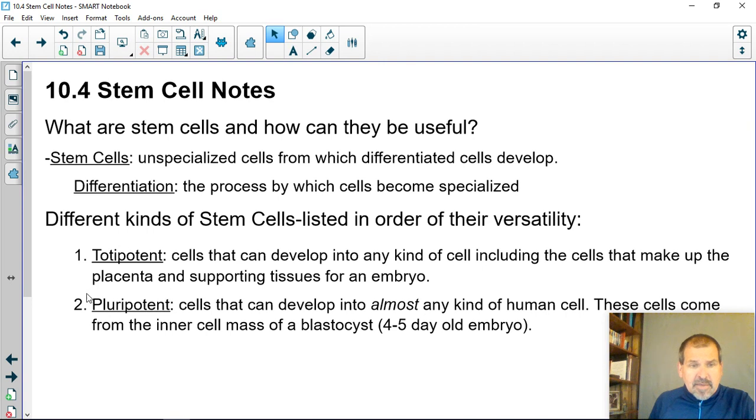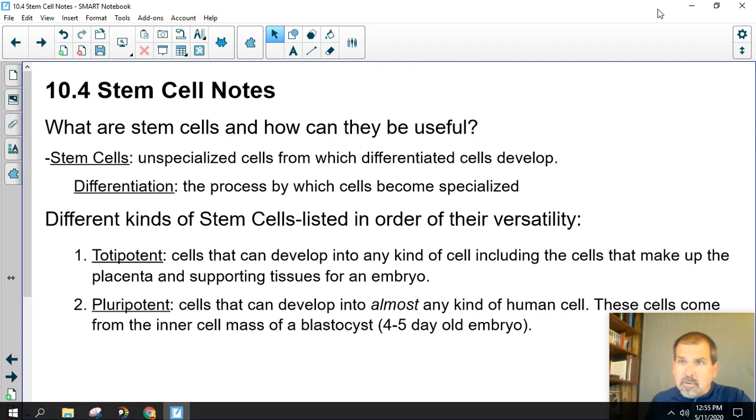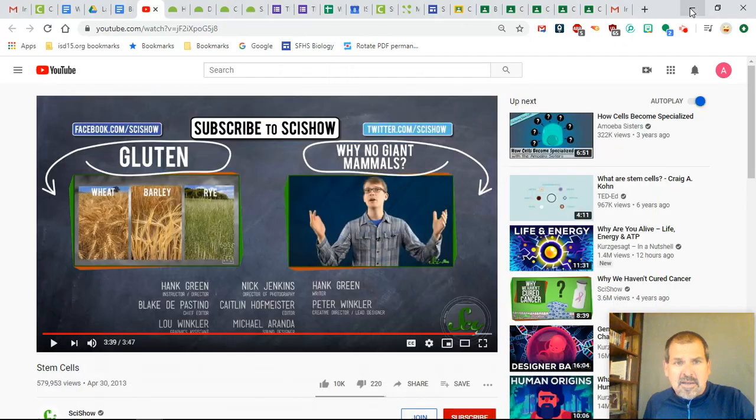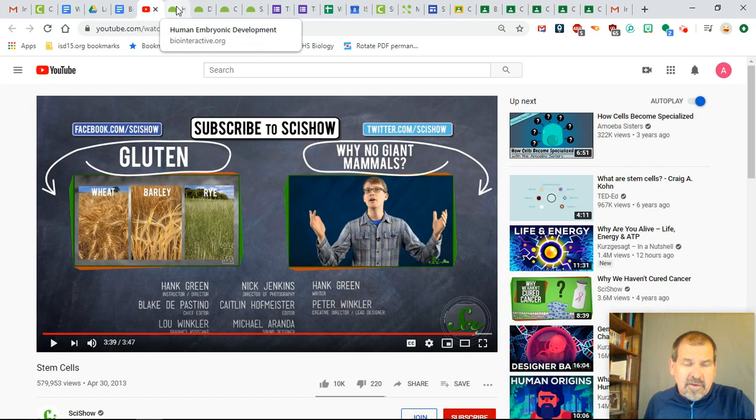And they can become almost any other kind of cell. The only cells they can't become are the supporting tissues. They can't become the placenta and the supporting tissues in a pregnancy. So these are the cells that the scientists are really after, the embryonic stem cells from that inner cell mass. All right, so again, if you need to pause to finish getting down these two definitions, go ahead and do so. I'm going to get rid of this, and then we're going to move to our next video.